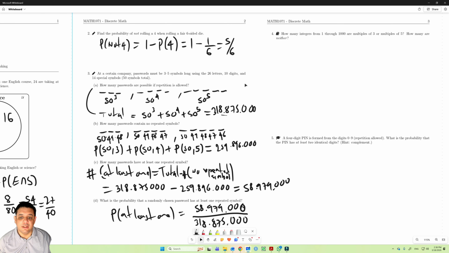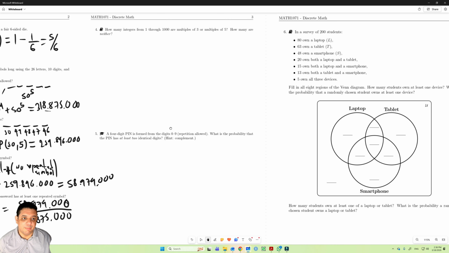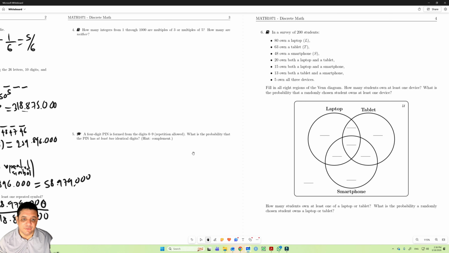All right, so now let's go to question number 4. How many integers from 1 to 1,000 are multiples of 3 or multiples of 5? Notice that the total of elements from 1 to 1,000 is something that we can find with 1,000 minus 1 plus 1, so 1,000 numbers.